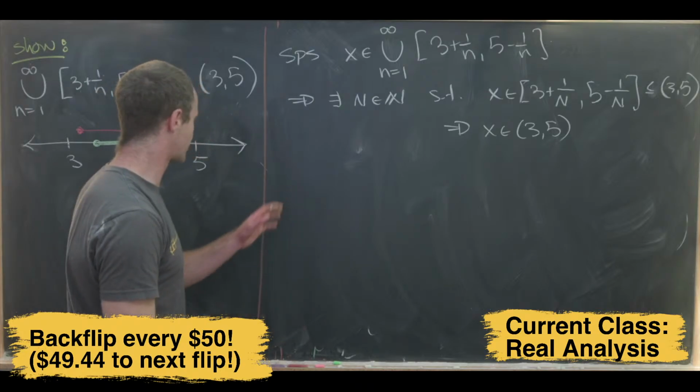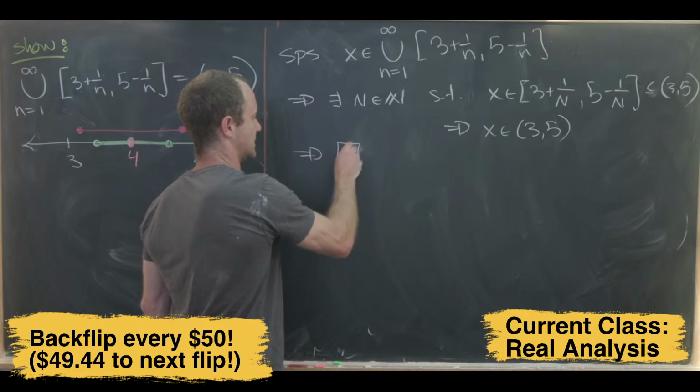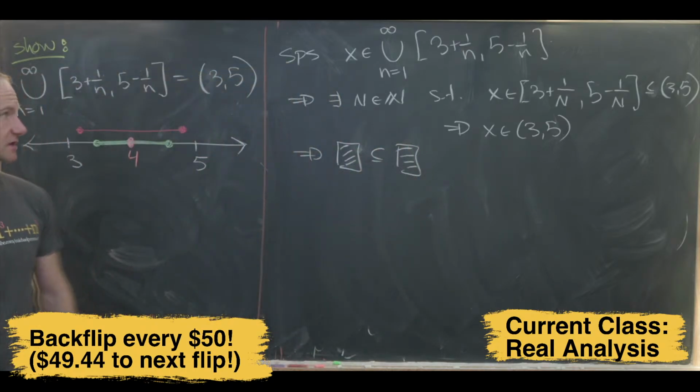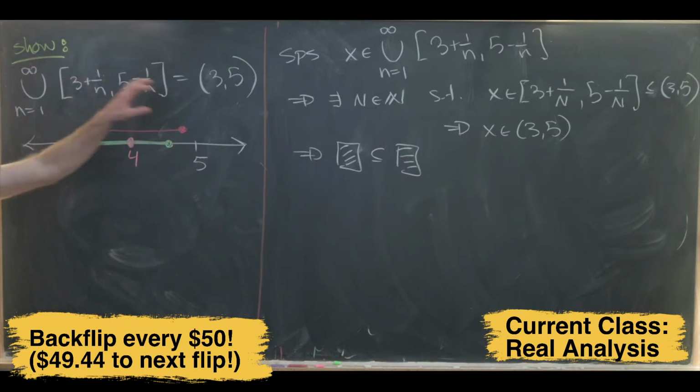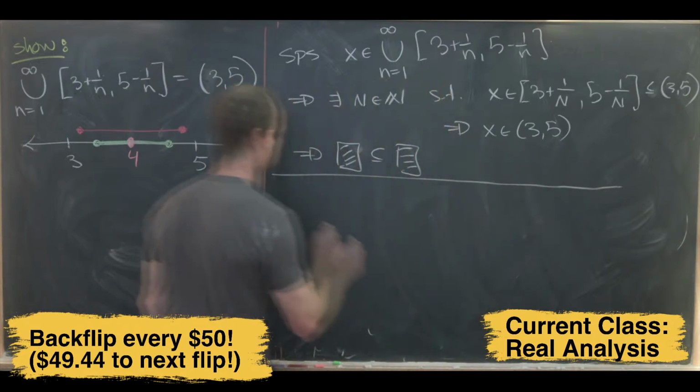Okay, but that proves, here I'll just do it quickly like this. That proves this direction of inclusion. So this union thing is a subset of 3 to 5. Okay, now let's do the opposite inclusion.